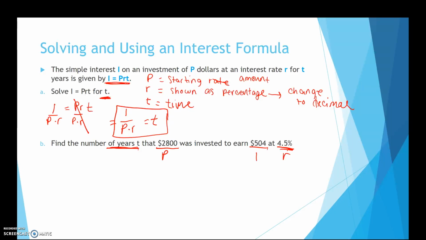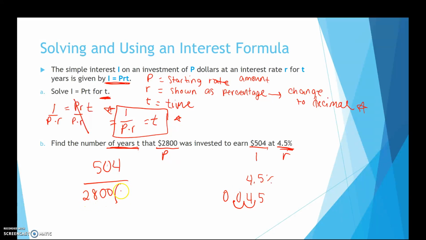So how I'm going to set this up is I am going to take my interest using this formula. We're solving for T. I take 504 over my principal, which is 2,800, times my rate. Now notice in my notes here I said change that percentage to a decimal. Well, if I have 4.5%, to take that percentage and make it a decimal, you can divide by 100, or you can move the decimal 2 places to the left and you'd get 0.045.